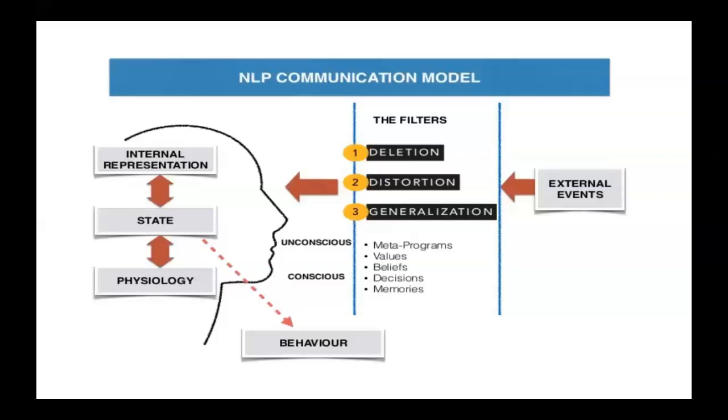So let's recap. After we have filtered the information that comes in through our deletion, distortion and generalization filters, we create what we call an internal representation, a picture, sound or feeling in our mind of whatever it is we are looking at, listening to, or feeling, smelling or tasting. Those internal representations have a direct impact on our emotions or state. So what if you could change those internal representations and change the way you feel about certain situations?